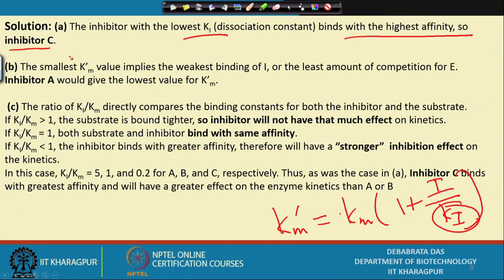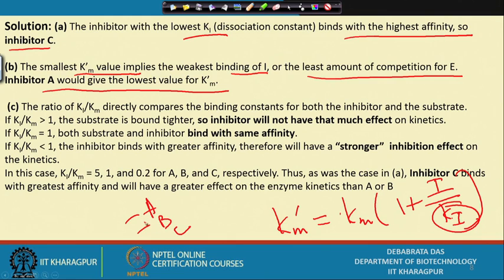And if you look at the second question, the smallest value of Km dash implies the weakest binding of inhibitor, the least amount of EI. The inhibitor A would give the lowest value of Km dash. Obviously, if this value is high, then the other will be lowest. Among A, B, C, the 3 inhibitors given in this problem, A has the highest value of Ki. So, if the Ki value is higher, then the Km dash value will be low. So, the smallest value of Km dash implies the weakest binding of inhibitor, or the least amount of competition between enzyme and inhibitor, and inhibitor A gives the lowest value of Km dash.